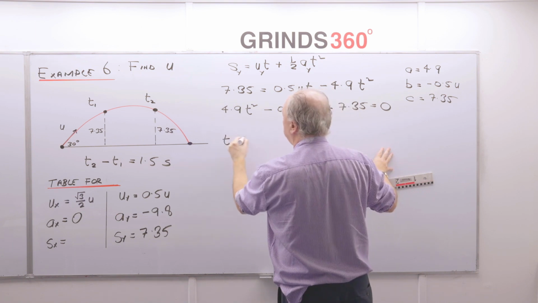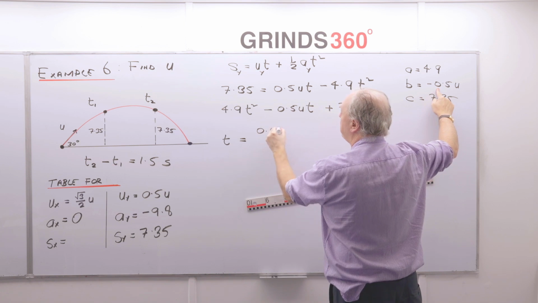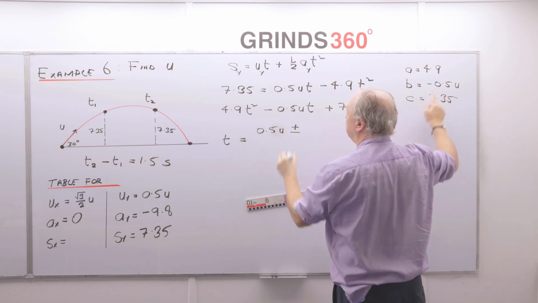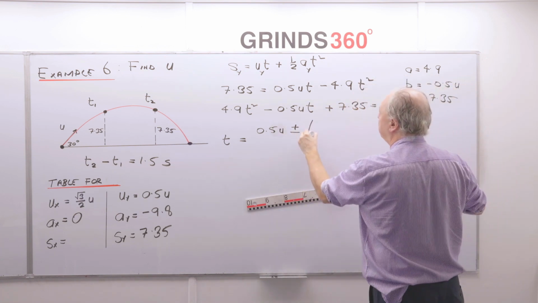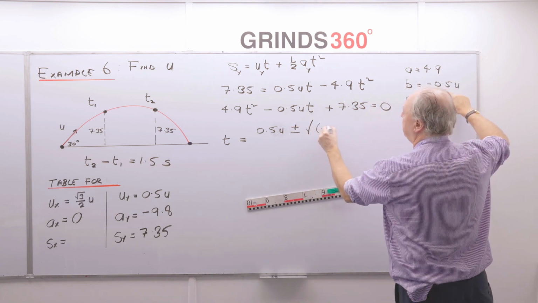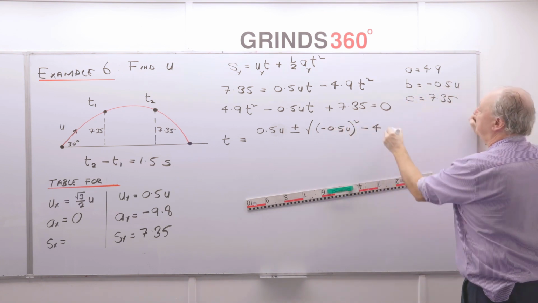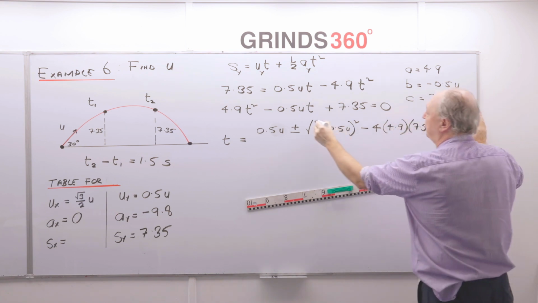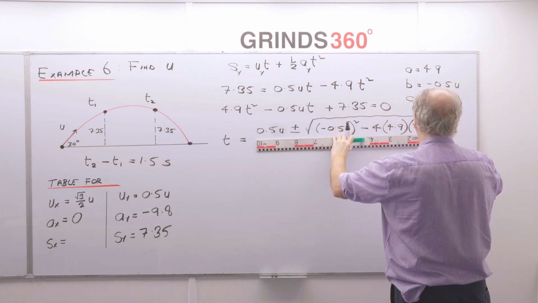t is equal to minus B, which is plus 0.5u, plus or minus. We're going to get two answers here, so we've got to use the plus and minus ones. The square root of b squared, that's minus 0.5u squared, minus 4 times a, 4.9, by c, 7.35. So the square root of all of that, all over 2 times a.